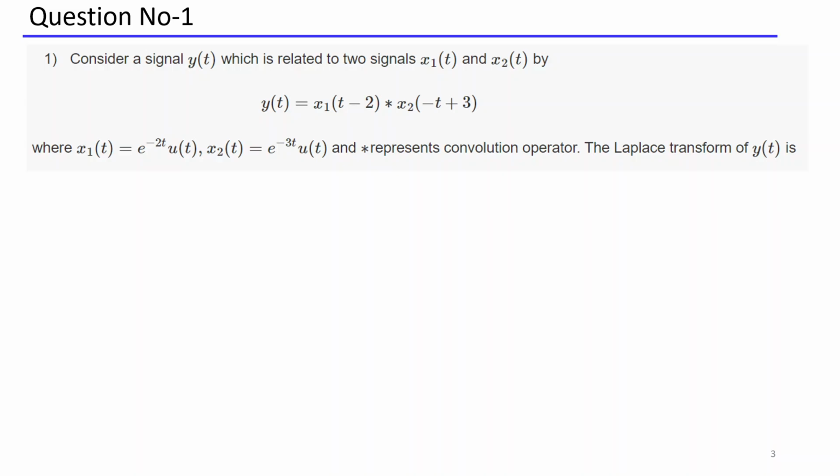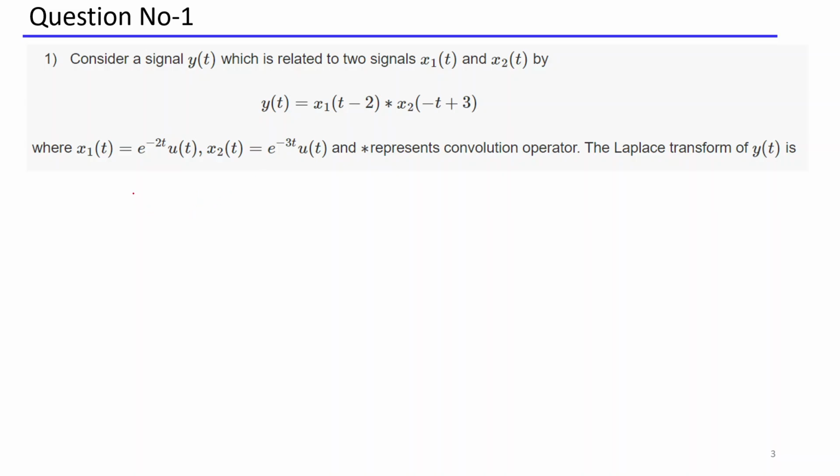The first question I have on the screen is a problem on convolution. Let us consider a signal y of t which is related to x1 of t and x2 of t, where x1 of t and x2 of t are defined, and the star mark represents the convolution operator. Then you have to find y of t. So how to find y of t using Laplace transformation? How to approach this question?